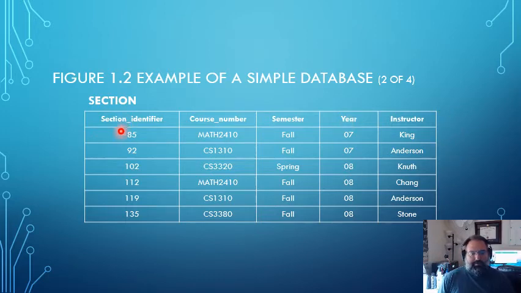So you have a section identifier, section 85 of course number Math 2411, offered in the fall of the year 07, and the instructor was King. So this is one record within this simple table. And that's the vocabulary we're using. I'm starting to teach the nomenclature: columns, records, and the whole thing being a table.